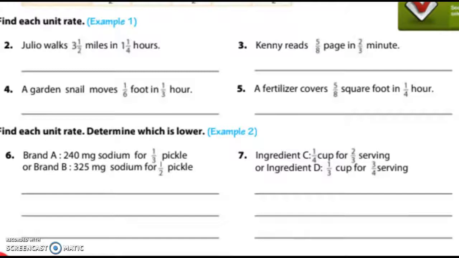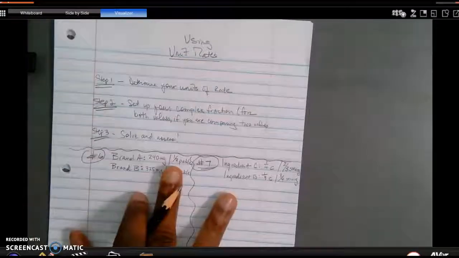Okay, and then we look at the one on the right. It says that ingredient C is going to be 1/4 of a cup for 2/3 of a serving. And then we have ingredient D, and I'm writing as I'm speaking. We have 1/3 of a cup for 3/4 of 1 serving. All right, so now what we're going to do is actually look at solving, and I'm going to go ahead and switch it over to the visualizer.